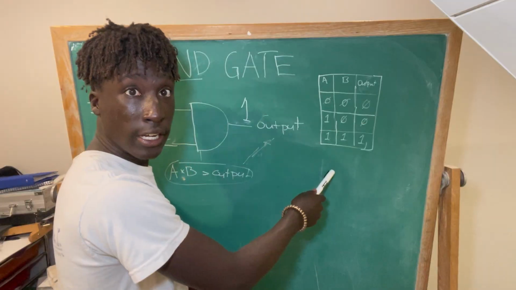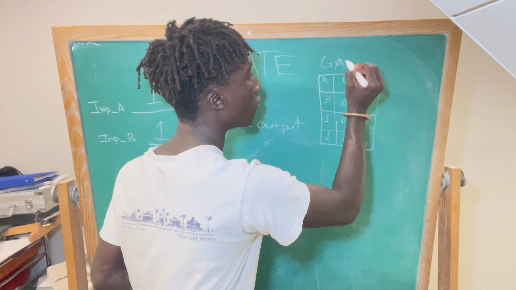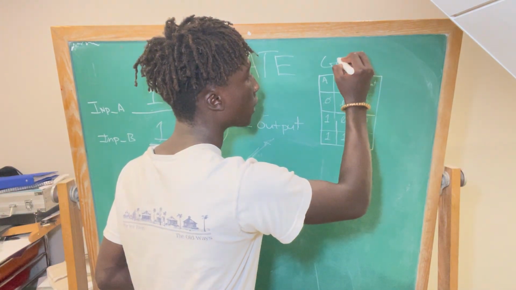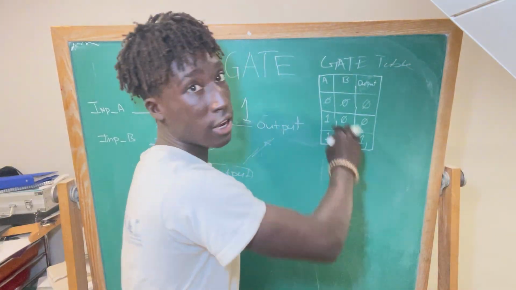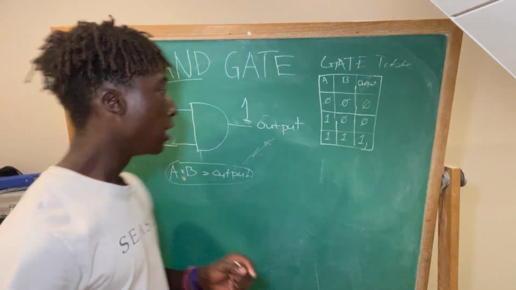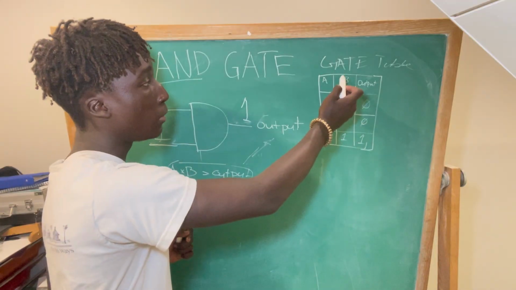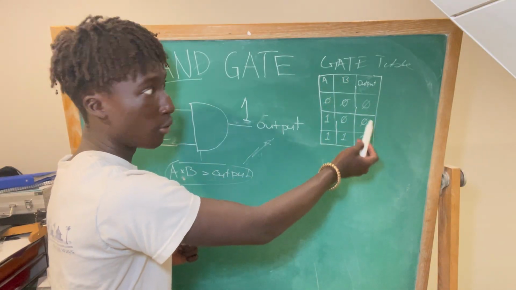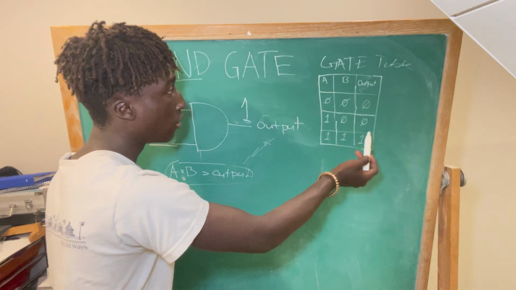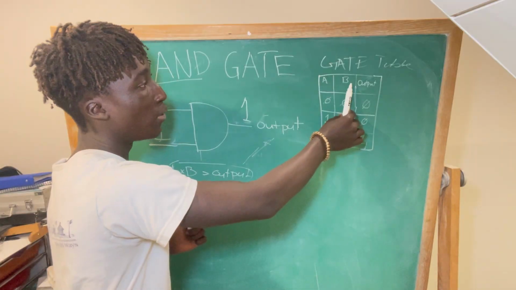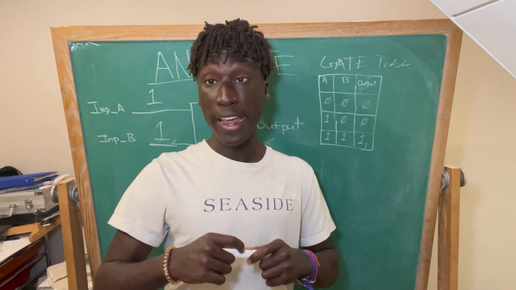This right here is simply what I would call a gate table. Technically, what it shows us is what we did just here. If input A equals 0 and input B equals 0, our output right here would be 0. If input A equals 1 and input B equals 0, our output will be 0. If input A equals 1 and input B equals 1, we'll get 1. So that's simply how an AND gate works out.